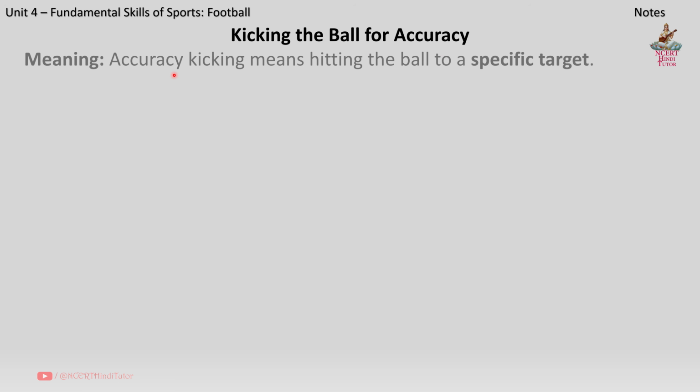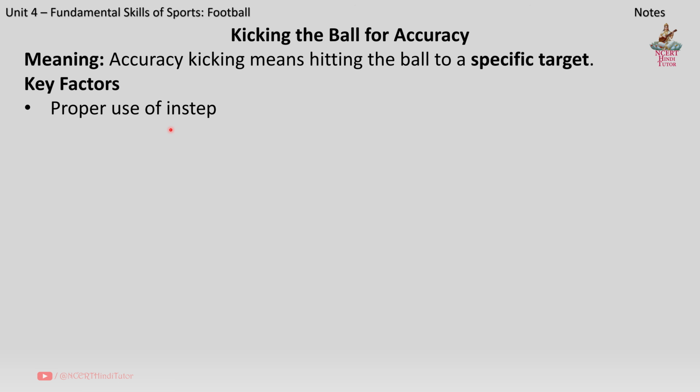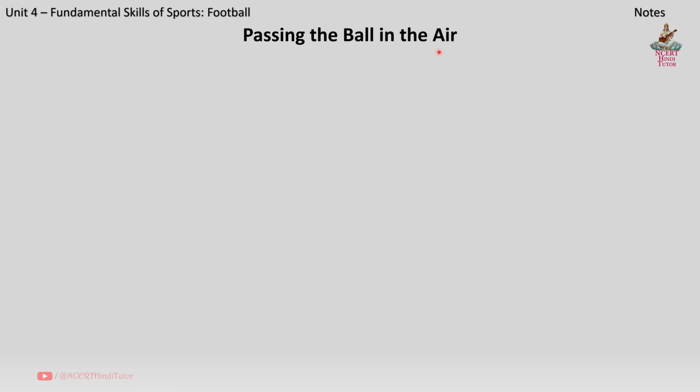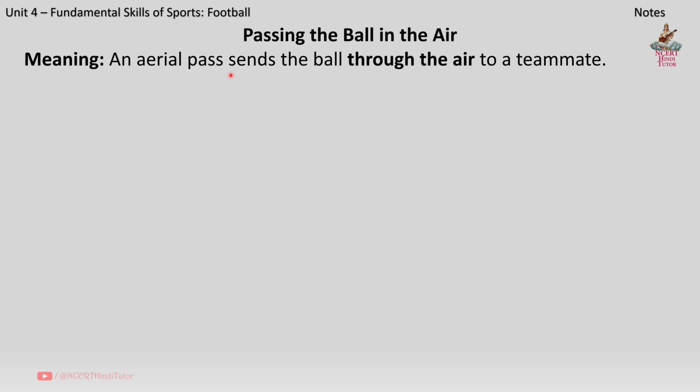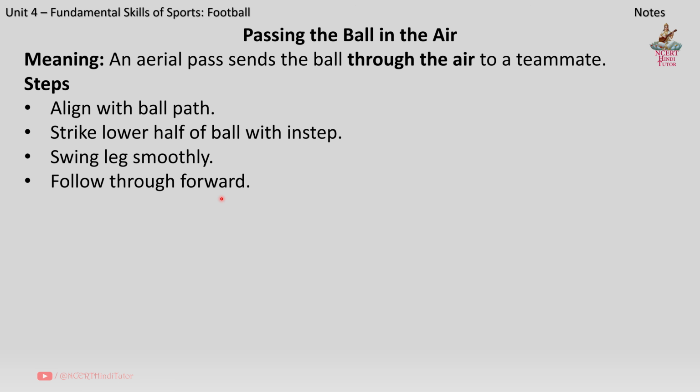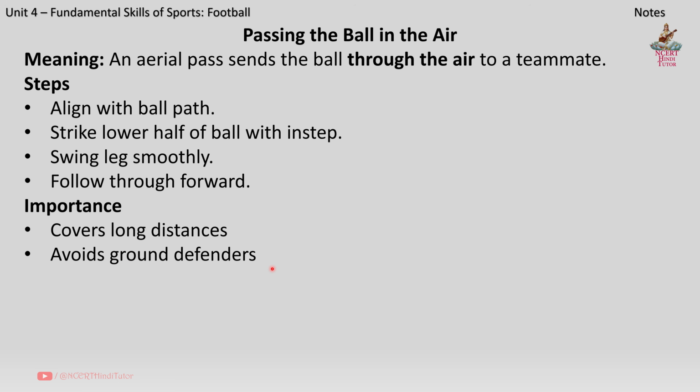Kicking the ball for accuracy. Accuracy kicking means hitting the ball to a specific target. Key factors: proper use of the instep, good balance, focus on the target, correct foot placement. Importance: improves scoring and passing precision. Passing the ball in the air. An aerial pass sends the ball through the air to a teammate. Steps: align with the ball path, strike the lower half of the ball with the instep, swing the leg smoothly, follow through forward. Importance: covers long distances, avoids ground defenders.